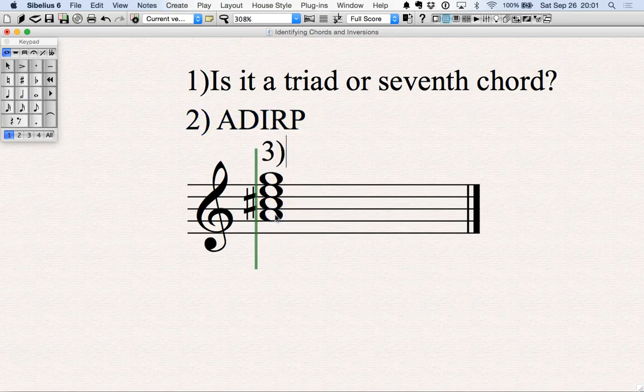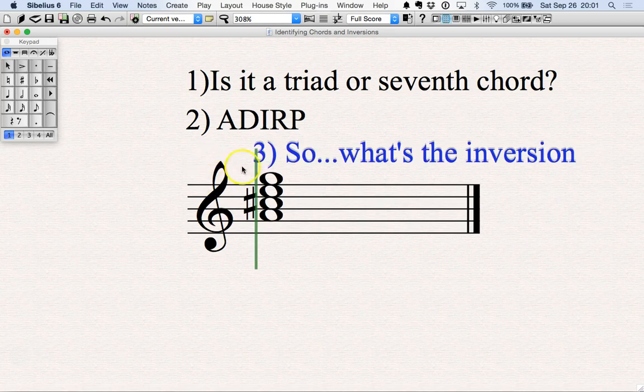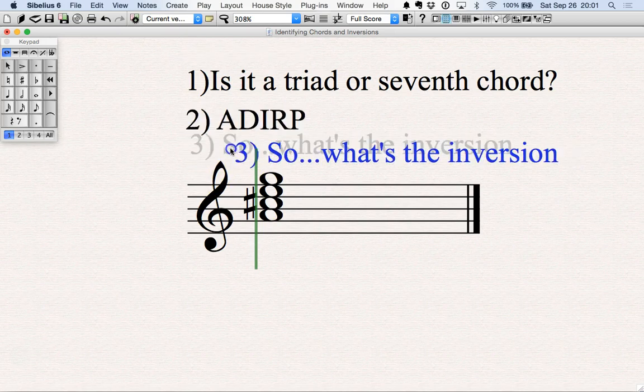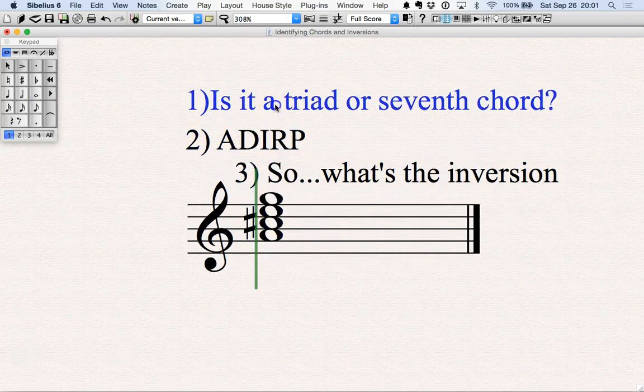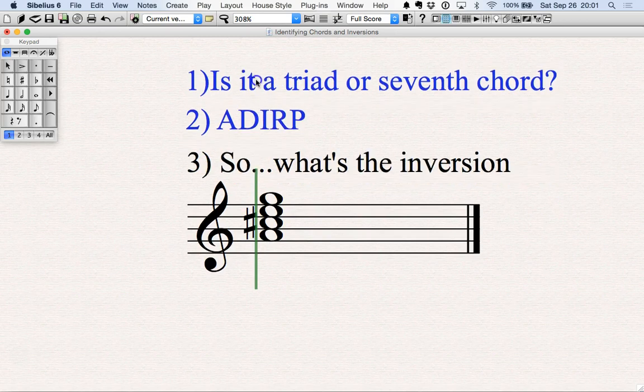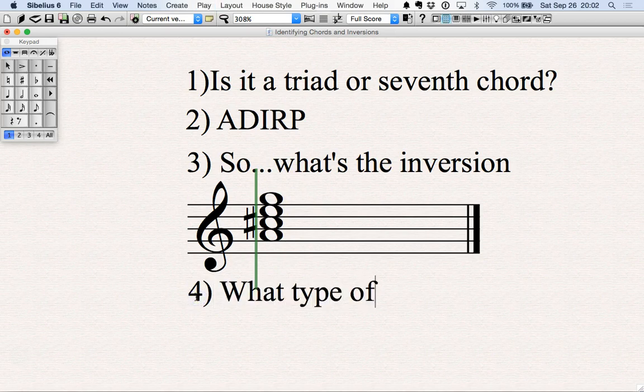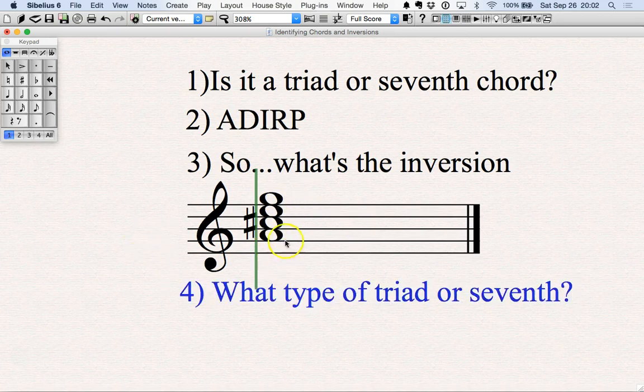Step number three. So what's the inversion? Well, we've determined that it's already in root position. Let's move this down a little bit. So now we know the inversion is actually root position. So that's step number three. And then finally, step number four, this is in a lot of ways the most complicated part, figuring out what type of triad or seventh. And in this case, it's a seventh chord. So let's take a look.